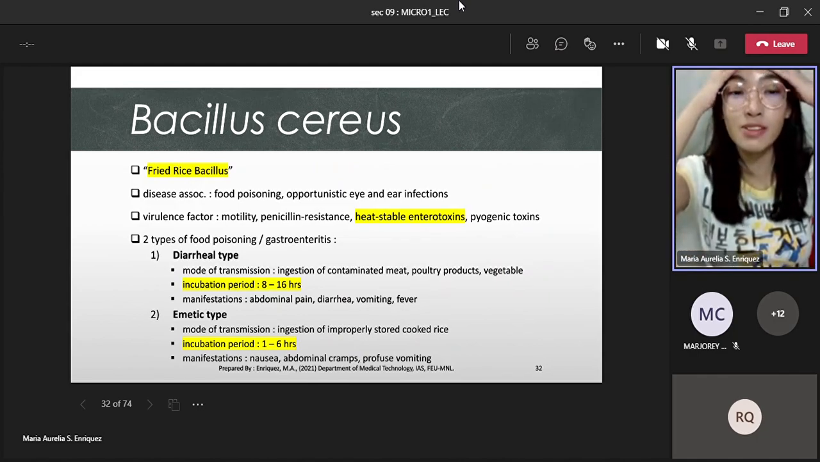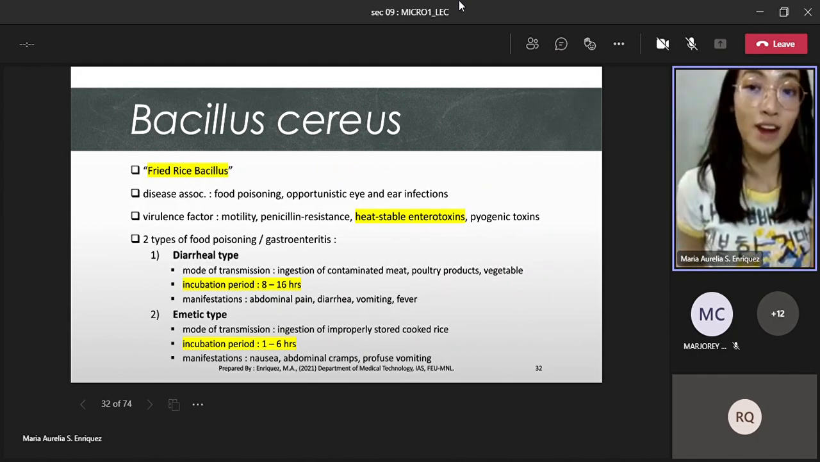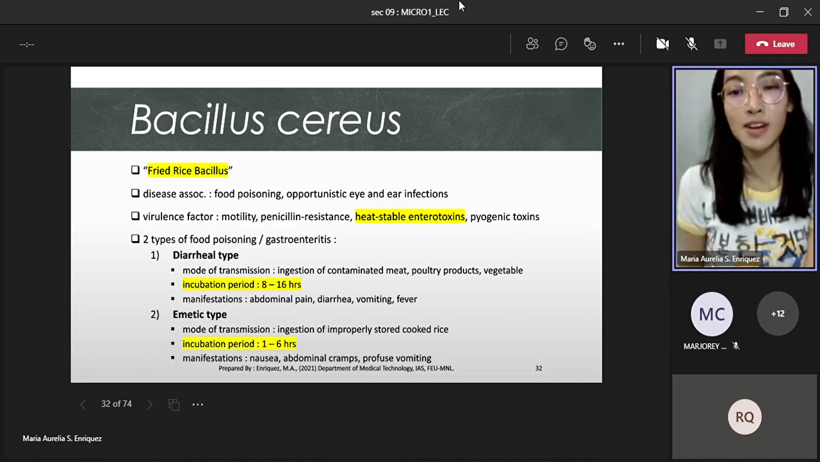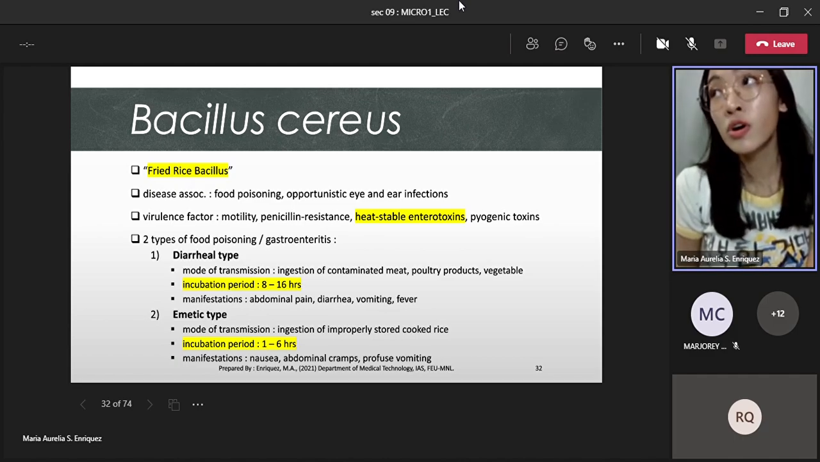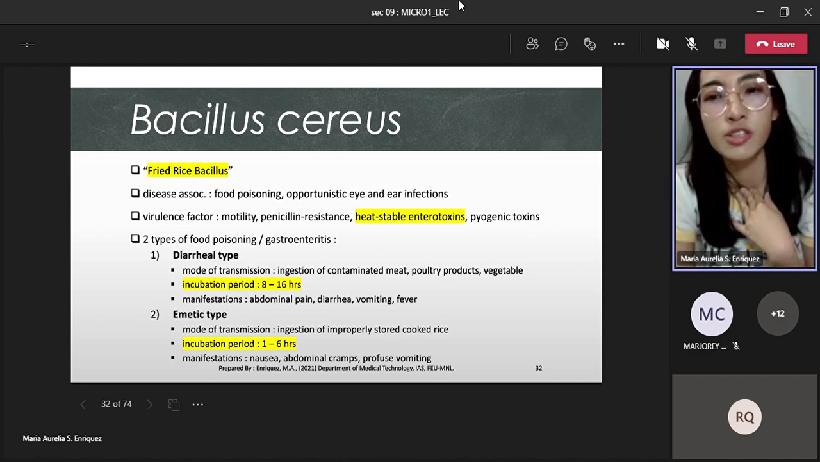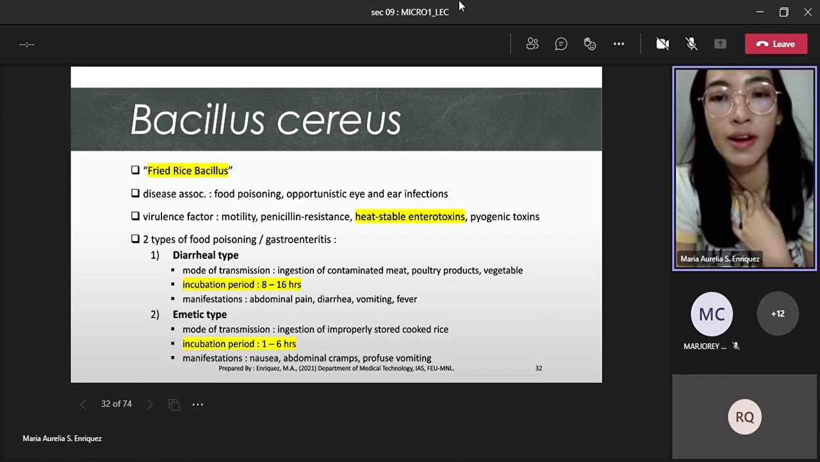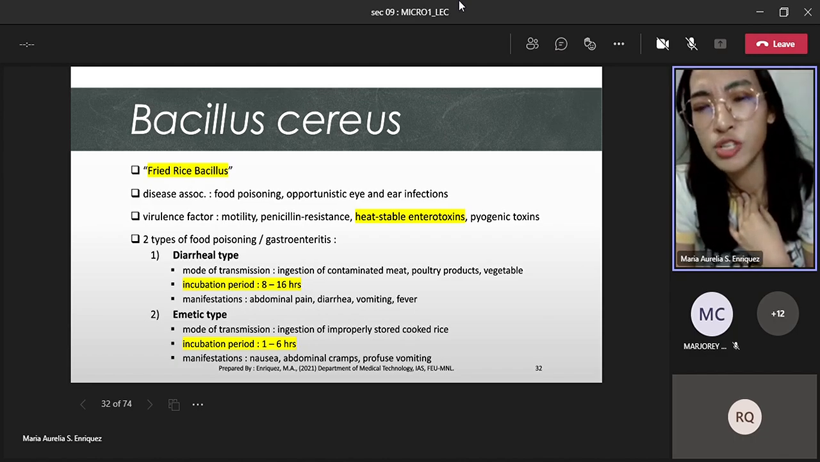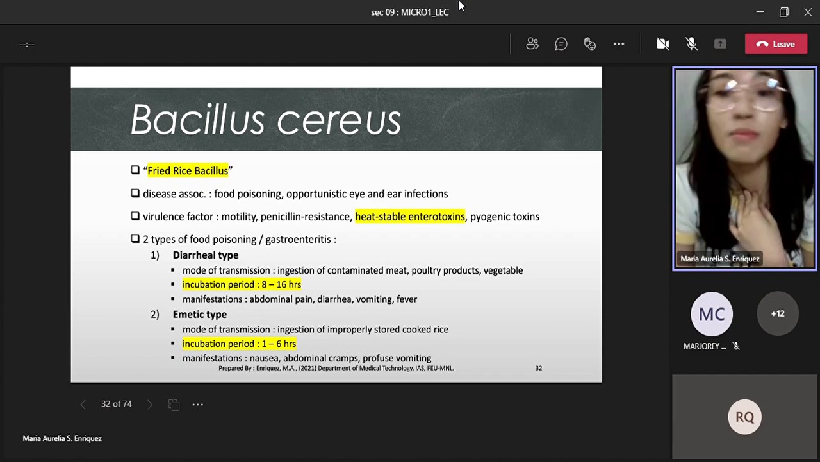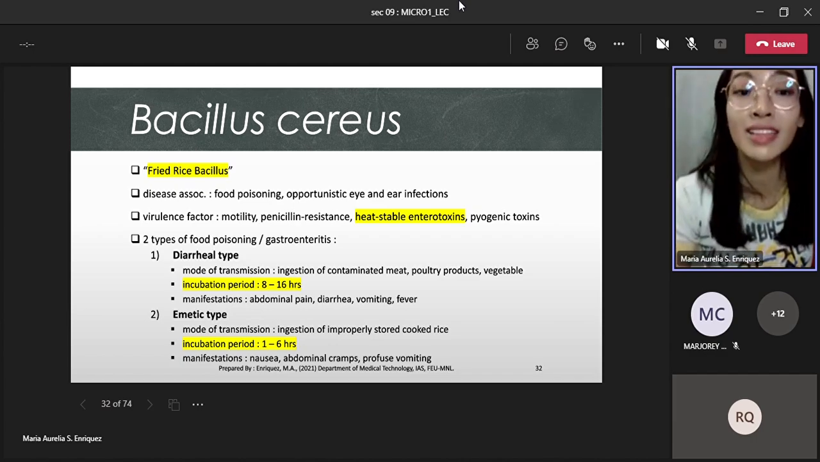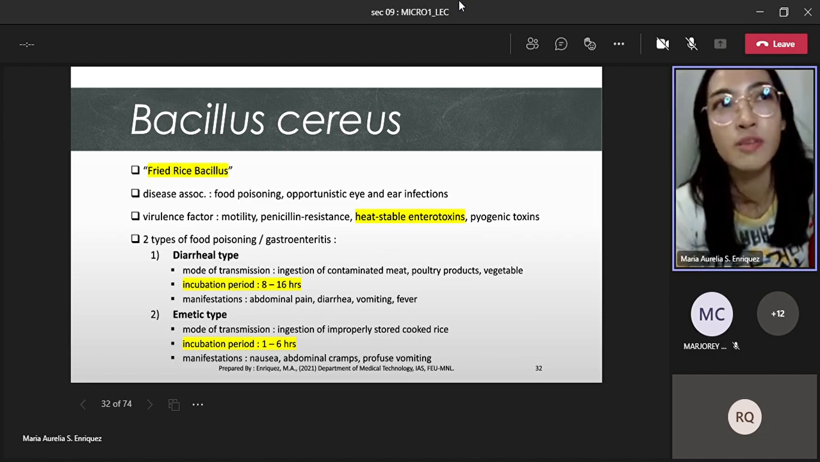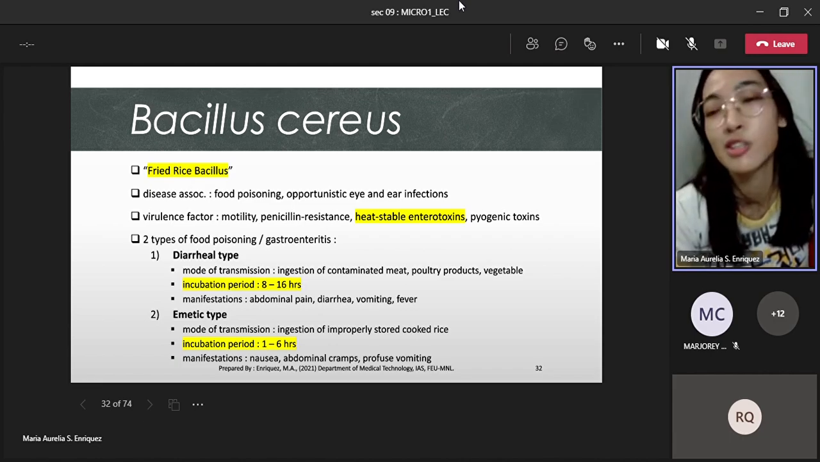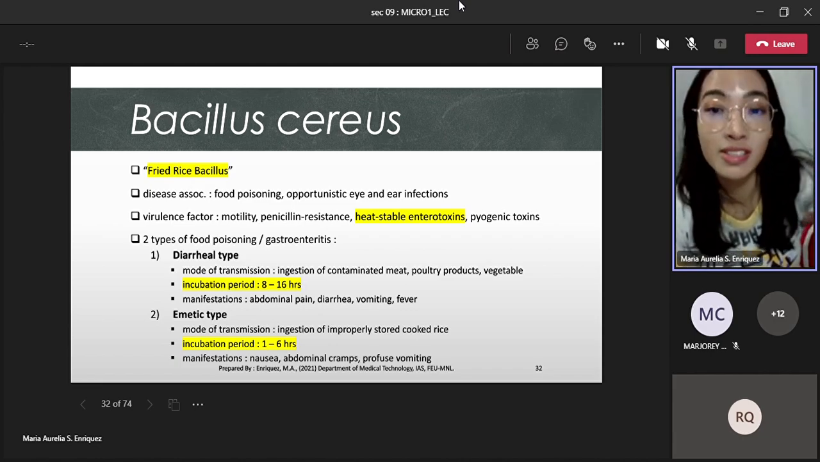Okay, next is Bacillus cereus, otherwise known as the fried rice bacillus. So Bacillus cereus is relatively a common cause of food poisoning and opportunistic infections in susceptible hosts. Okay? Side note lang po, yung food poisoning, kahit hindi po kayo immunocompromised, you may still be infected, or you may still be affected by food poisoning caused by Bacillus cereus. So ang food poisoning caused by B. cereus is not exclusively an opportunistic infection.